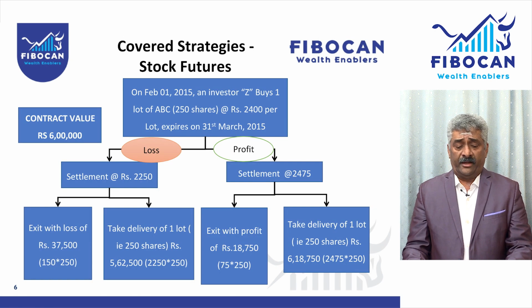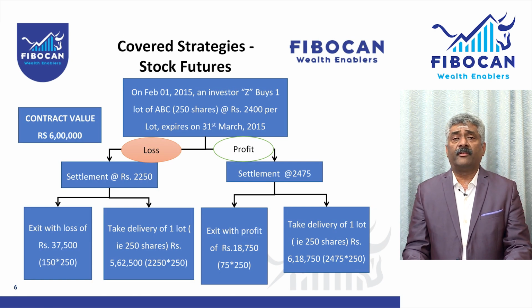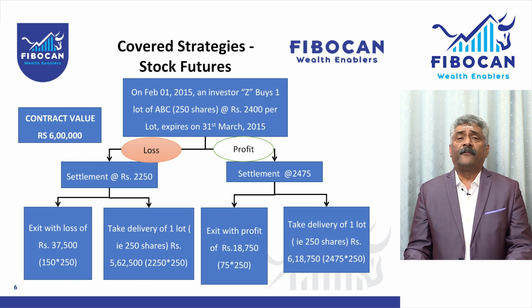to slide 6, where you can see pictorially I have given an example. So I will read out. On February 1, 2015, an investor Z buys one lot of ABC company. 250 shares is the quantity of shares in one lot. At rupees 2400 per share, he bought only one lot, expiring on 31st March 2015. This is some old 7-year story.